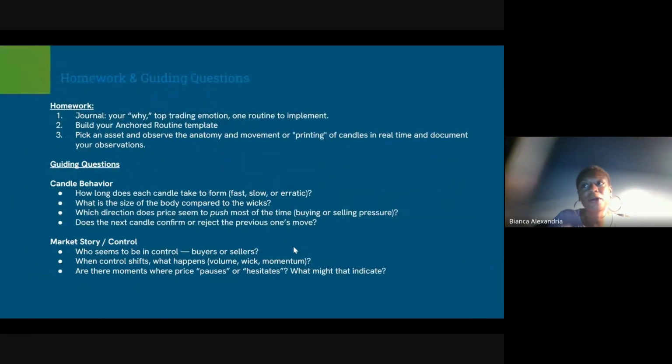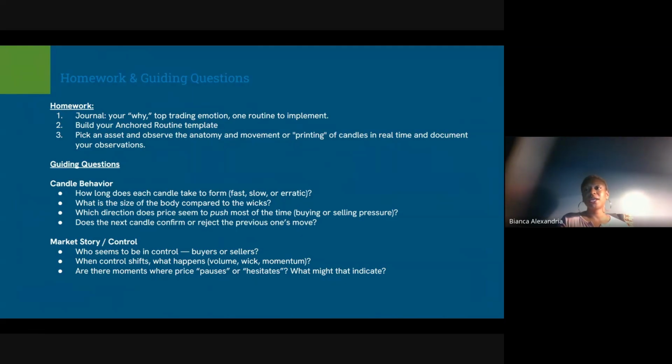And now for the fun part, because I couldn't help it, homework. All right, so you have some assignments. First, you are to journal your why, potentially a top trading emotion that resonates with you when you saw it, and also that you might have experienced previously with trading. And then also one thing that you want to implement into your routine. Like I know that you are really transforming your diet and all the things. One more thing that you might want to reiterate in there with trading. And then we'll work on building our anchored routine.